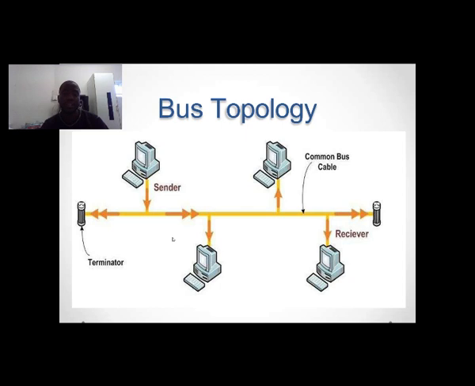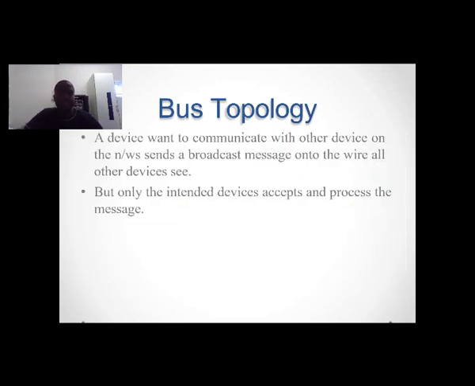A broadcast message is a message that is sent to all the computers, right? So the computer will broadcast a message saying I'm intending to send information to this particular computer. So this particular computer will wait to receive that message, but all these other computers will get a message saying you are not the receiver of this message, right? That's how a bus topology works.